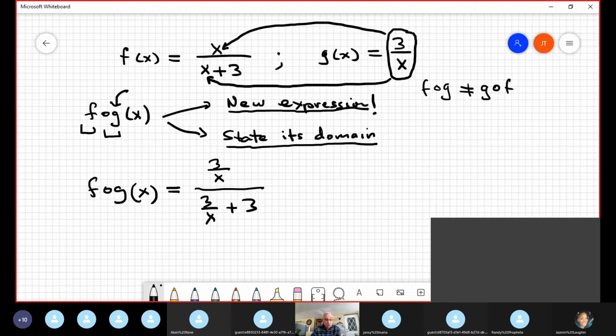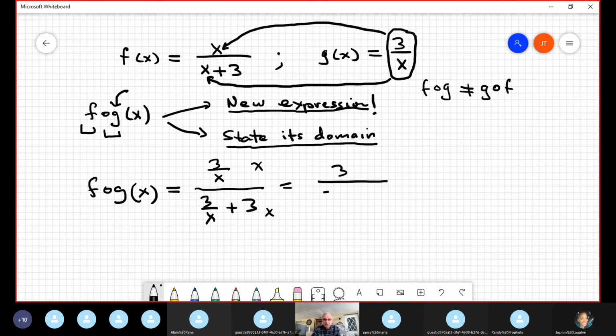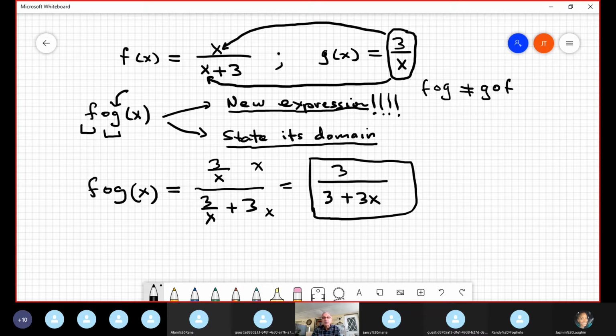Leave it like that? No. Don't leave it like that. You must do something. For example, multiply by x top and bottom, because I want to eliminate this complex fraction. So it's three, always three, over three plus 3x. Oh, super nice expression. I did the first part. Boom, boom. Any question?